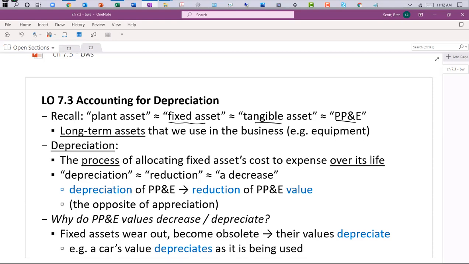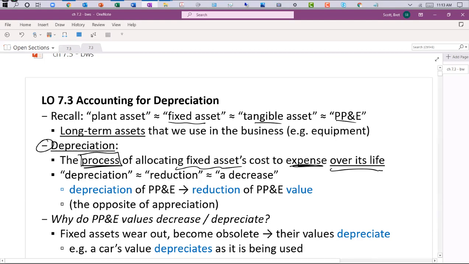The concept that is typically associated with long-term assets is depreciation. Now, depreciation by itself, essentially in accounting, means a process. It's a process of allocating the cost of the asset to expenses over its life. So we don't expense the cost of a building or equipment right away. We expense it little by little as we use it over time.